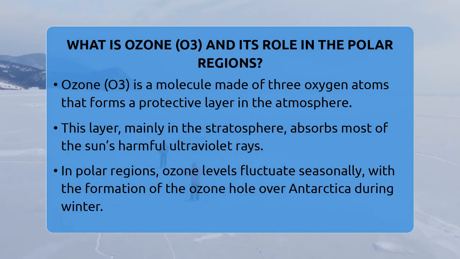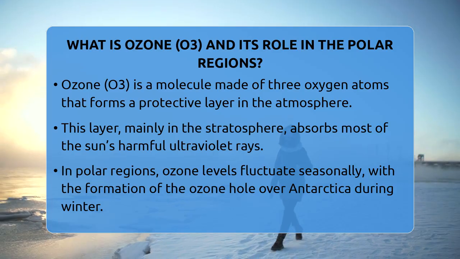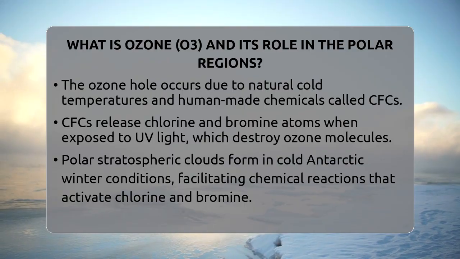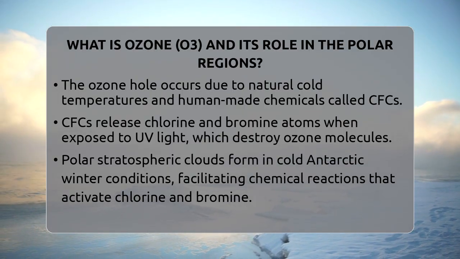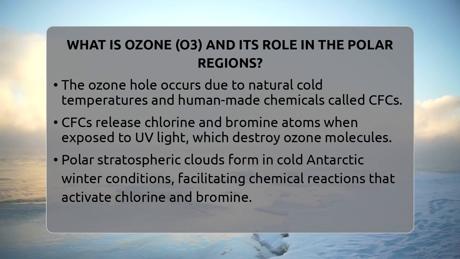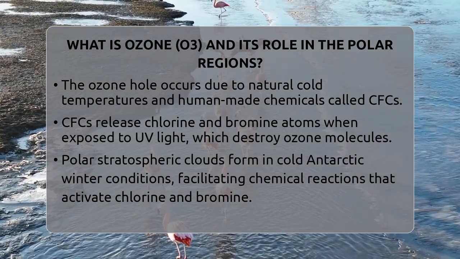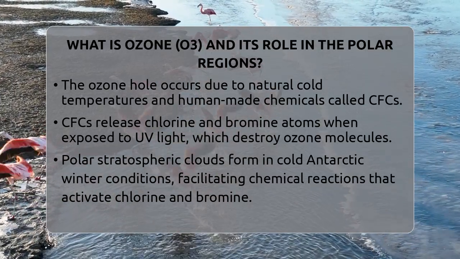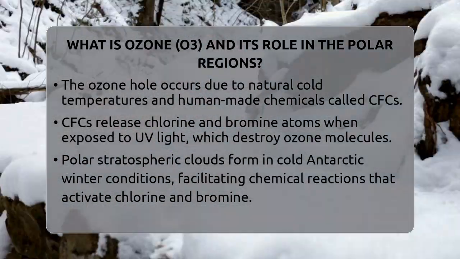During the winter months, especially over Antarctica, the ozone layer can become very thin, creating what is called the ozone hole. This thinning happens because of a combination of natural and human-made factors. Human chemicals like chlorofluorocarbons, or CFCs, which were once common in refrigerants and spray cans, rise into the stratosphere. When exposed to ultraviolet light, these chemicals release chlorine and bromine atoms that destroy ozone molecules. Normally, ozone is constantly being formed and broken down in a natural balance, but these chemicals upset that balance.